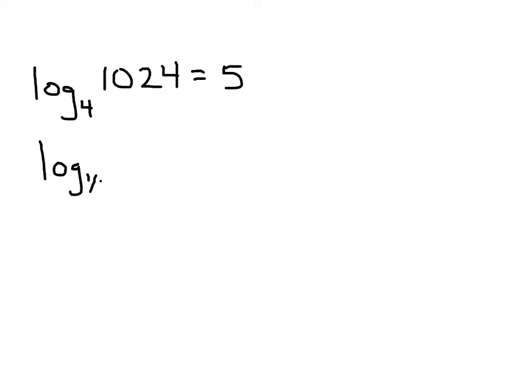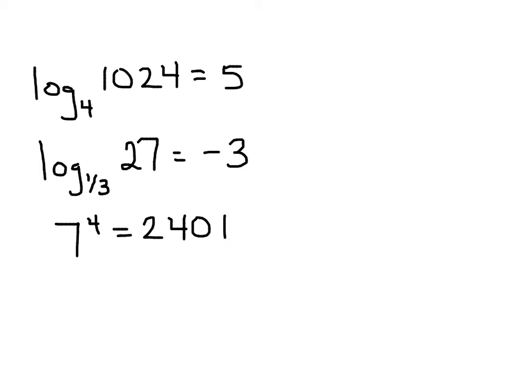Number 10 is log base 4, 1024 equals 5. Number 11 has log base 1/3, 27 equals -3. 12 has 7 to the 4th equals 2,401. And 13 has 4 to the -2nd equals 0.0625. The directions for 10 through 13 say rewrite the expression in exponential or logarithmic form.